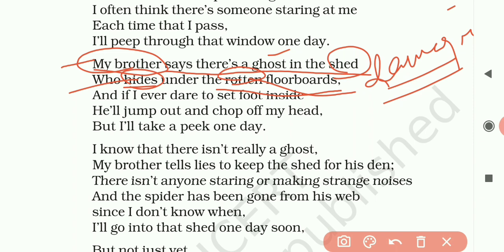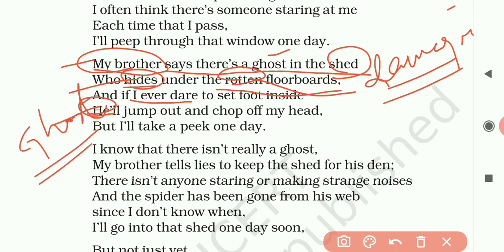damaged floorboards. ठीक है? And if I ever dare to set foot inside, अगर मैं कभी if I dare मतलब अगर मैं कभी वहाँ जाने की कोशिश किया या हिम्मत करना. Dare मतलब हिम्मत करना. If I ever dare to set foot inside, अगर कदम रखने की कोशिश की. Set foot मतलब to go inside, right? To go inside, he will jump out and chop up my head. Who will jump out? Here he refers to ghost.